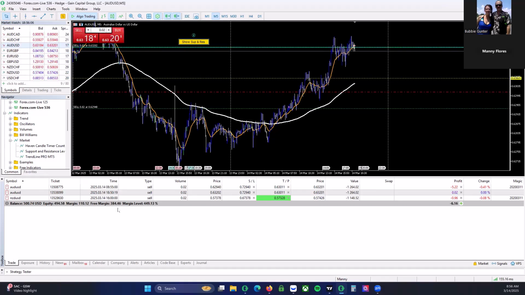Nice. Once your free margin gets around the 100 range, you want to be careful. Turn your bots off until something closes. Gotcha. The Australian one is already in the money, 20 cents. Yeah, I was going to say that.